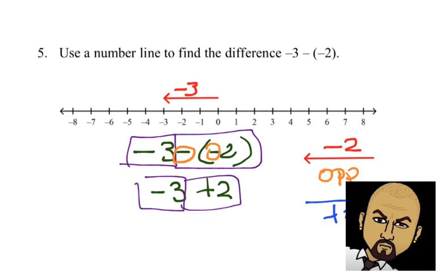And so your first term is negative 3, your second term is positive 2, and because you are adding 2, you're going to go to the right 2, and that leaves you at negative 1 on the number line. So negative 3 minus negative 2 is the same thing as negative 3 plus 2, because you're doing the opposite of subtracting 2, which is adding 2.